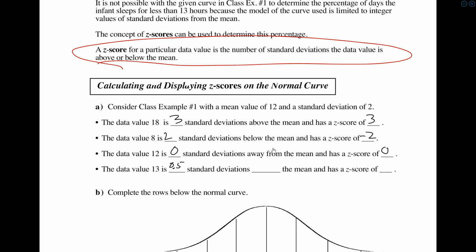It's 0.5 standard deviations above the mean. How do you figure this out? I recognize the standard deviation is 2 in this case. So 13 is half of 2 above 12.